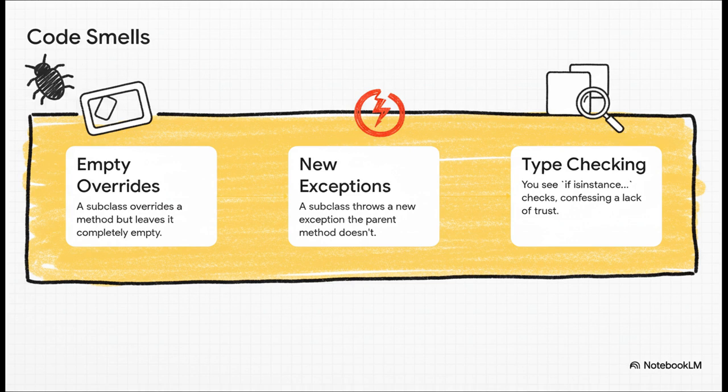Another big sign is a subclass that throws a new kind of exception that the client code isn't prepared to handle. But the most blatant signal of all is seeing code that explicitly checks an object-specific type. That if instance of check is basically a written confession that you can't trust the base class contract anymore.